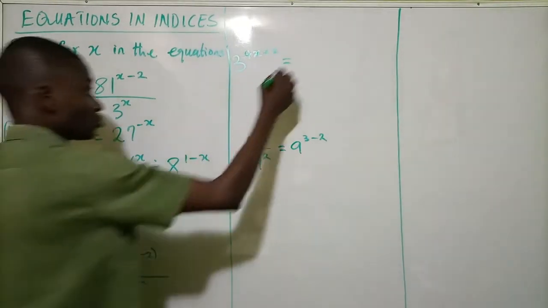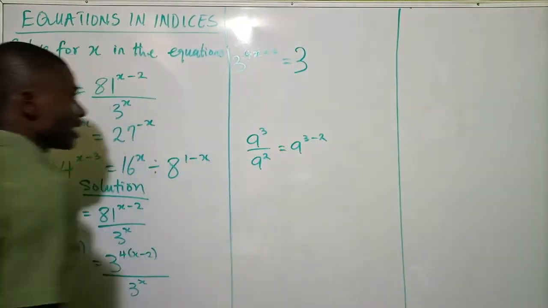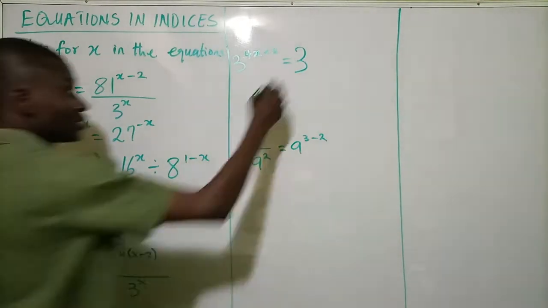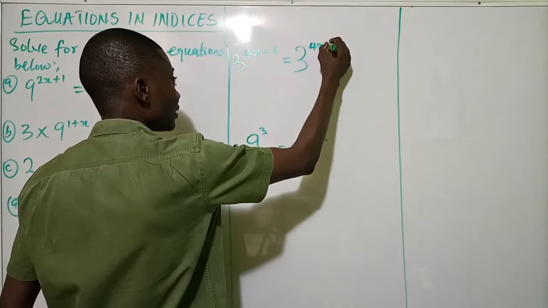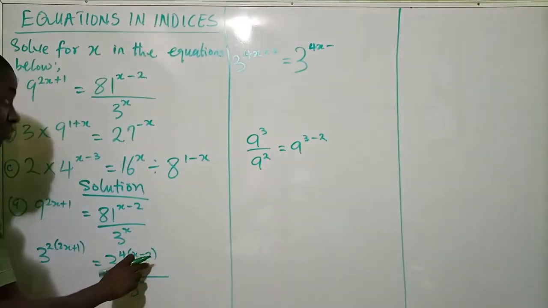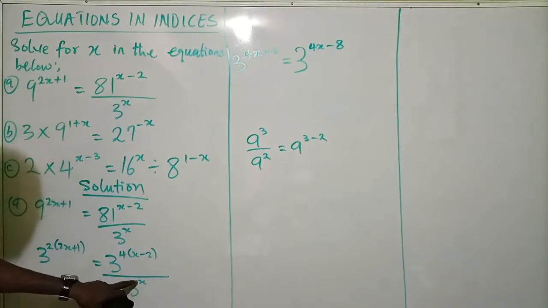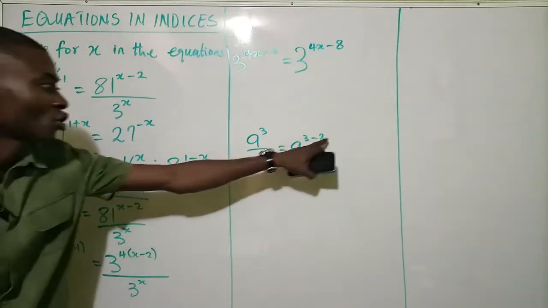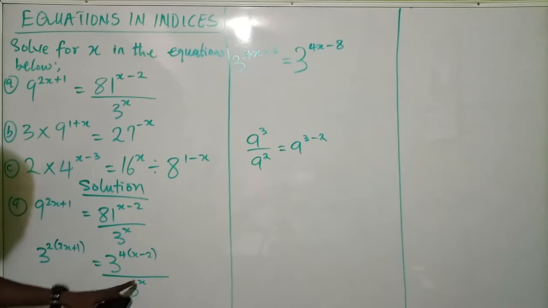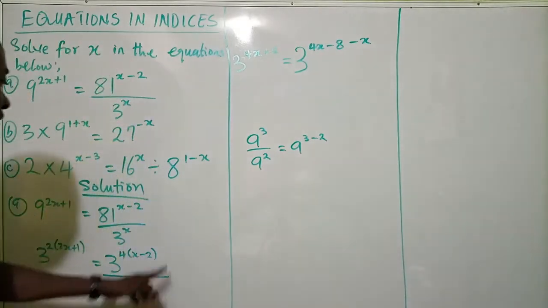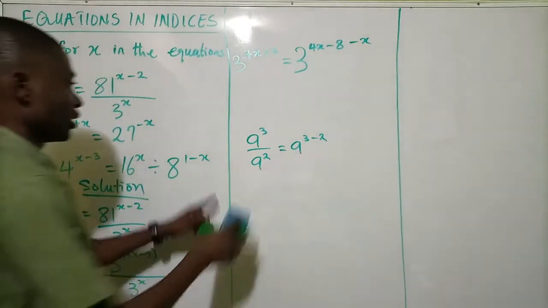So look at what I'm going to do. This is the same as saying 3 raised to the power of, I'm going to open this bracket, 4 times x is 4x, minus 4 times 2 is 8. Now, minus this power, just like saying minus 2. Look at the base, they are the same. So this is minus x. So that is it. I've applied the division law here.